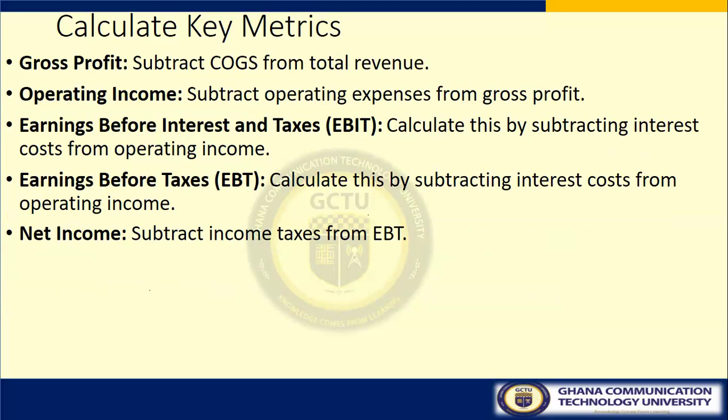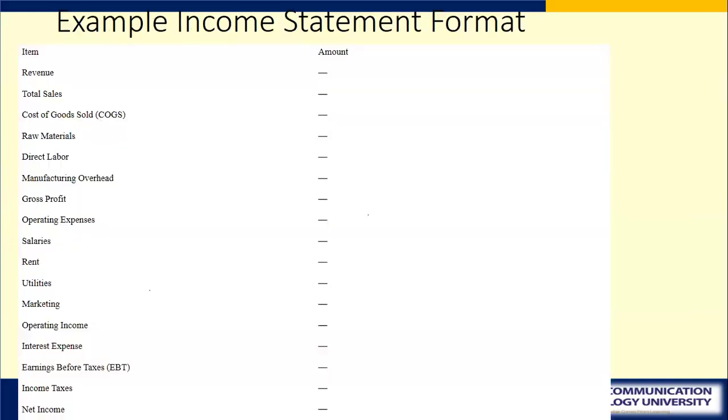Then, if you have any other additional income, you add operating income to get your earnings before interest and tax. Then you less your interest, you less your tax, then you get your net income. There is a format we follow. Okay, so this is the format.